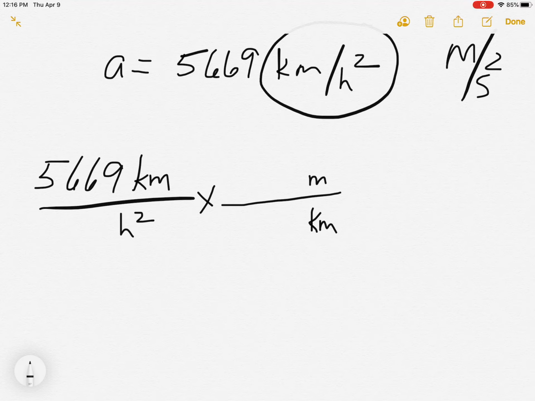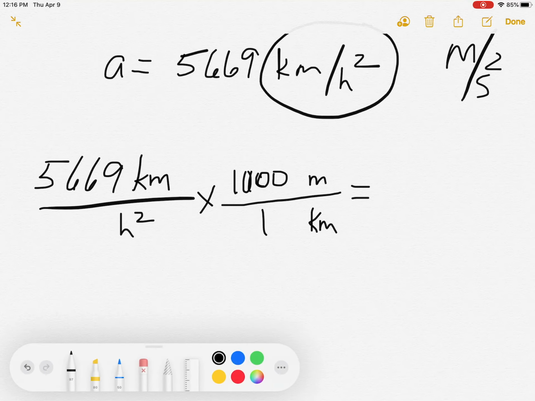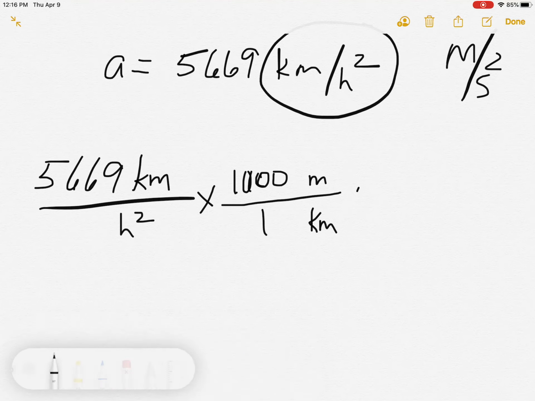We want kilometers to disappear, and we want meters up on top. 1,000 meters equals 1 kilometer. I'm going to do it in two steps because my iPad is running out of room, whereas you could put the next factor in as well if you wanted. Well, maybe we can squeeze it in. We'll do both factors at the same spot. Okay, let me start again here.